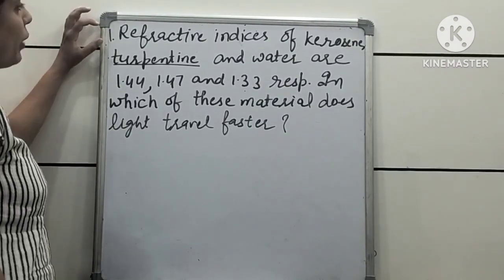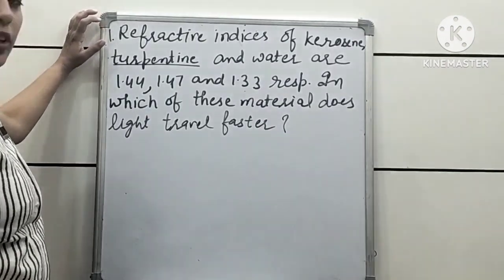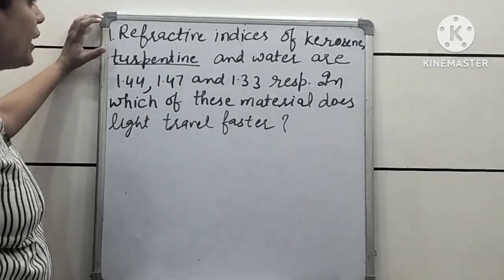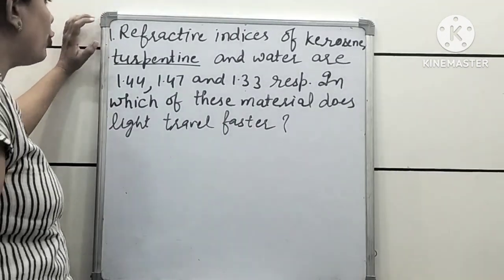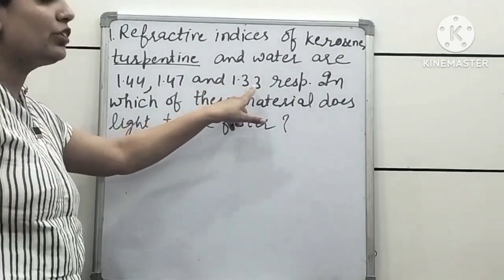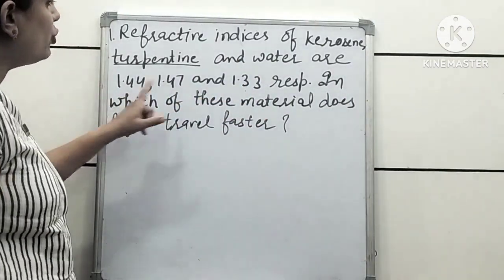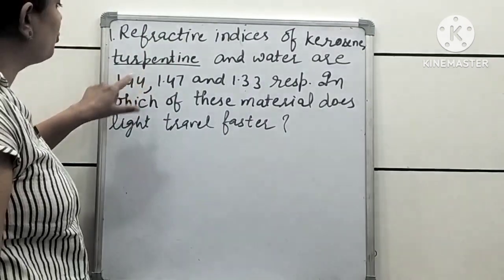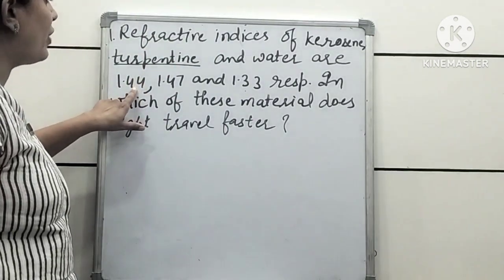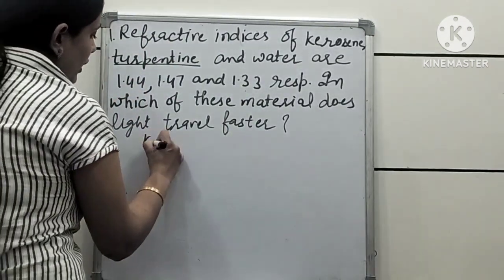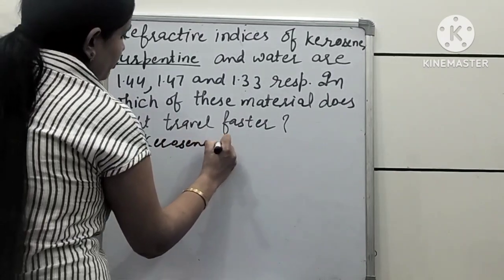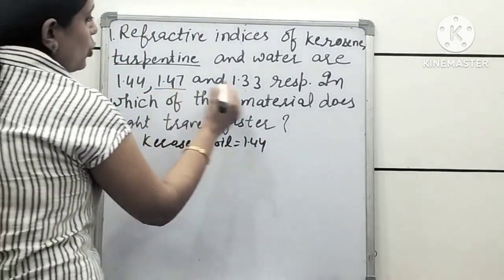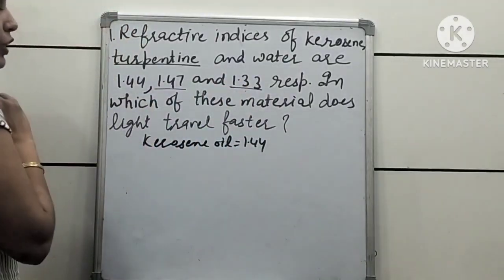Now another numerical on the basis of refractive index. Refractive indices of kerosene, turpentine and water are 1.44, 1.47 and 1.33 respectively. In which of these materials does the light travel fastest? You are given three media: kerosene oil with refractive index 1.44, turpentine 1.47, and water 1.33.